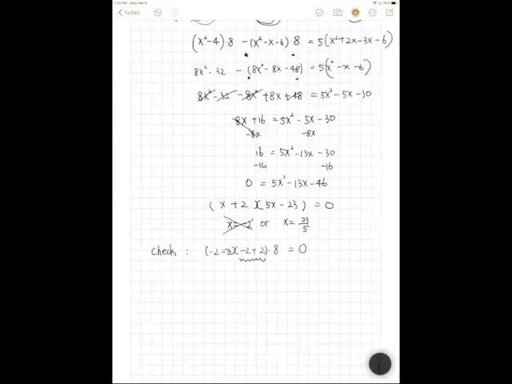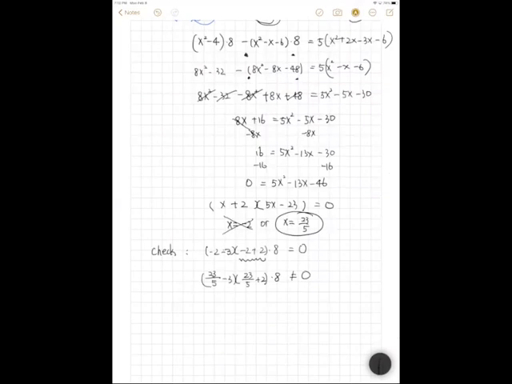Okay, so the next is another solution, 23 over 5 minus 3. Well, this one is not equal to 0. Then this plus 2 again is not equal to 0. So that means this one is our solution.